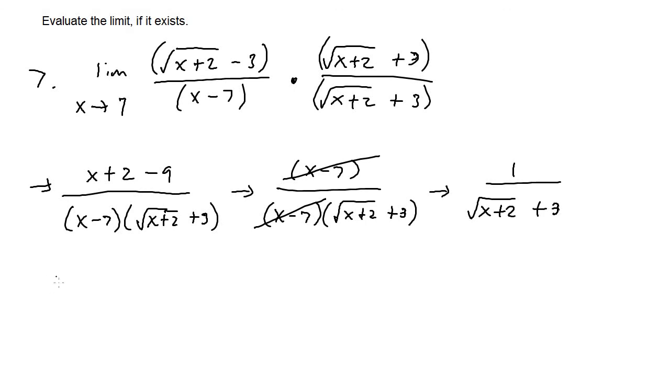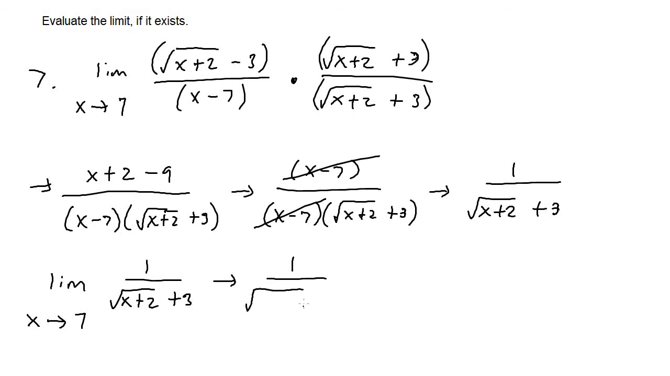So now we can rewrite the limit as x approaches 7 of 1 over the square root of x plus 2 plus 3. And now I can use direct substitution. So when I do that, I'll get 1 over the square root of 7 plus 2, which is going to be 9. So the square root of 9 plus 3. Square root of 9 is 3, so we get 1 over 3 plus 3, which is 6, and that's the final answer.